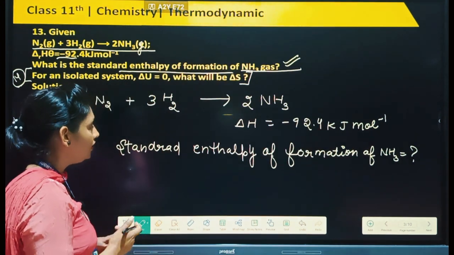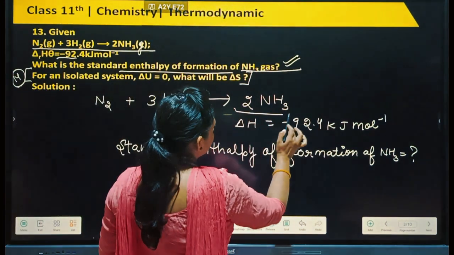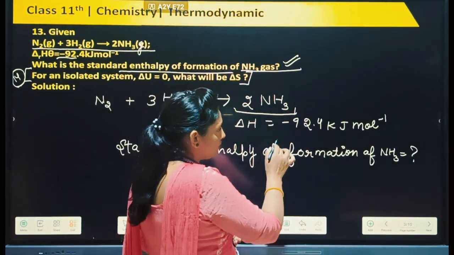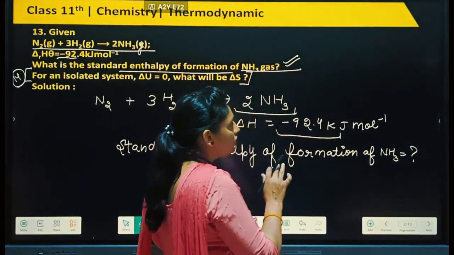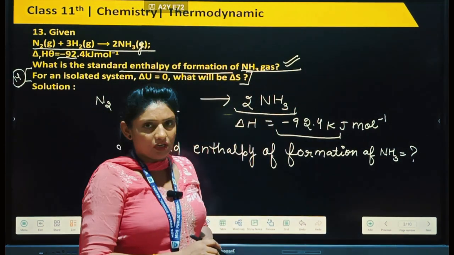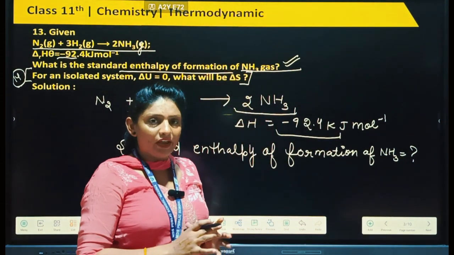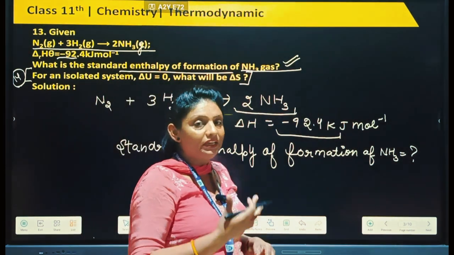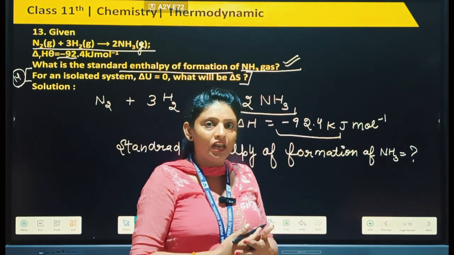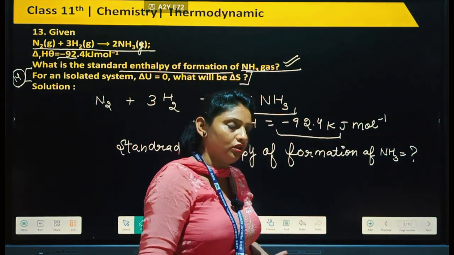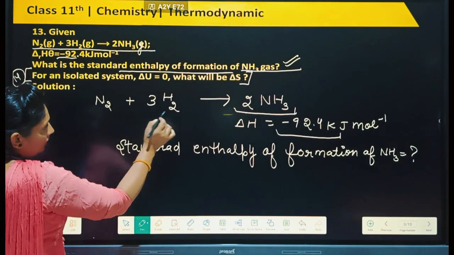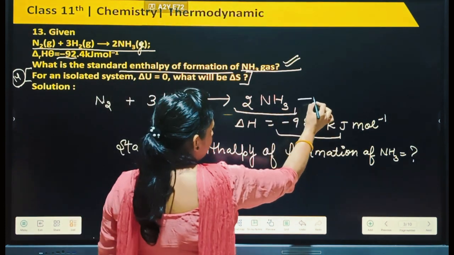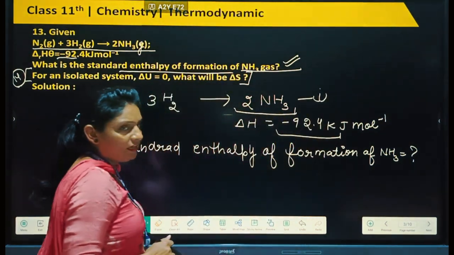But student, here in this equation 2 moles of ammonia are forming, and that enthalpy change is for 2 moles of the ammonia. But we need to calculate only for 1 mole, because here standard enthalpy is asked, and standard enthalpy means only for 1 mole. Then students, how can we write? For making it 1, we can divide this equation by 2.